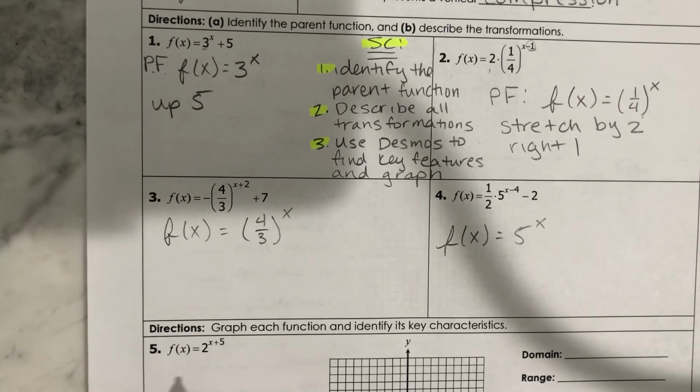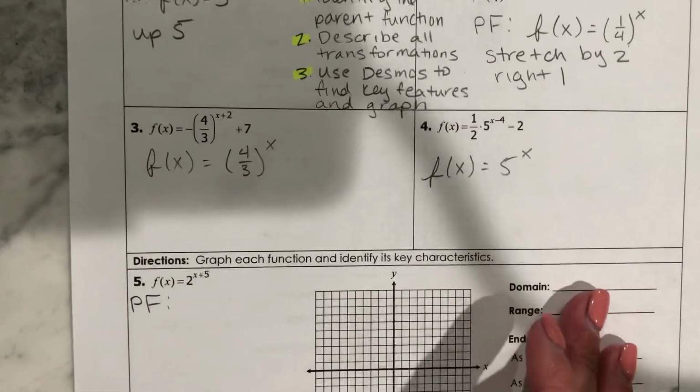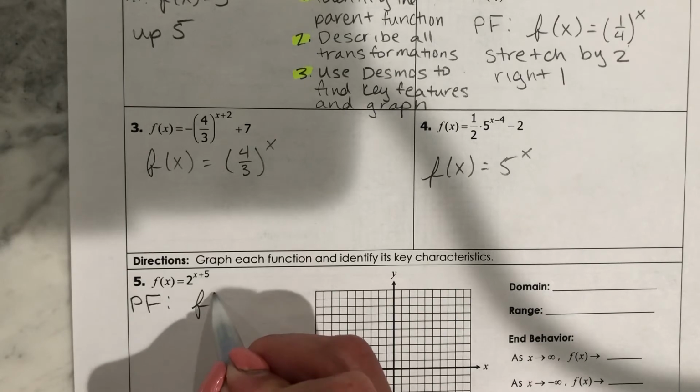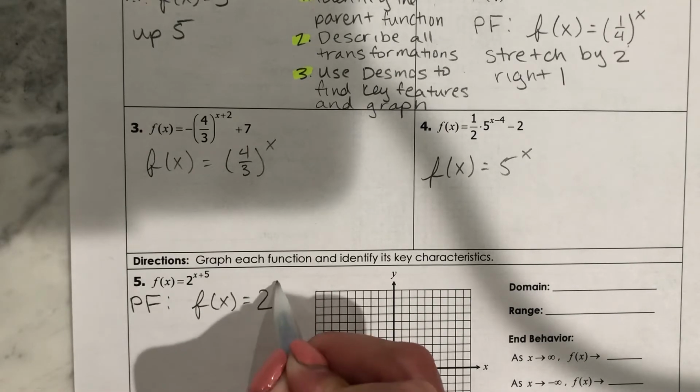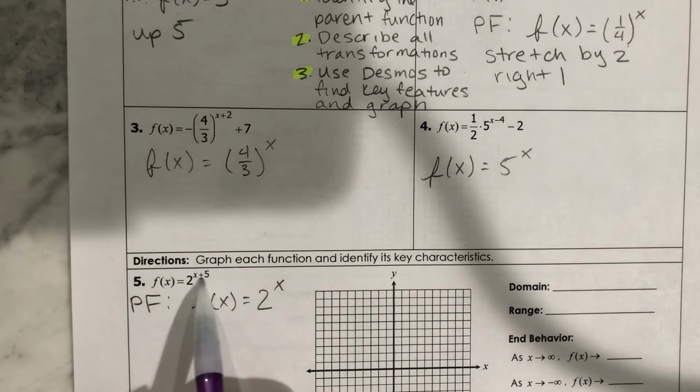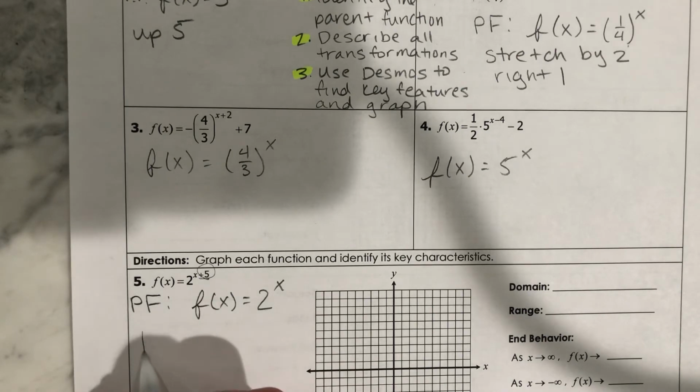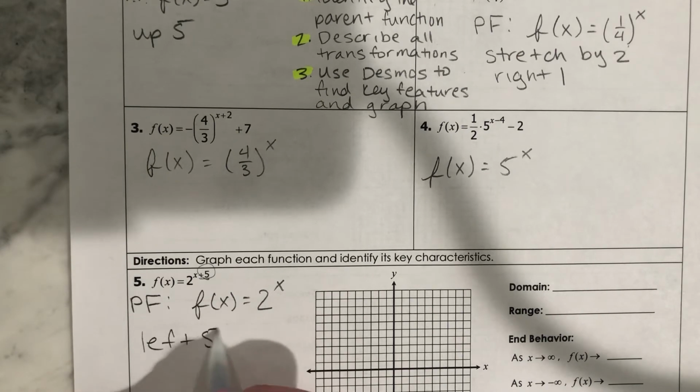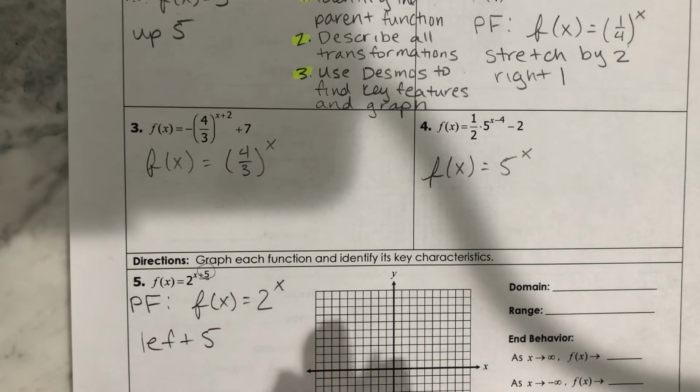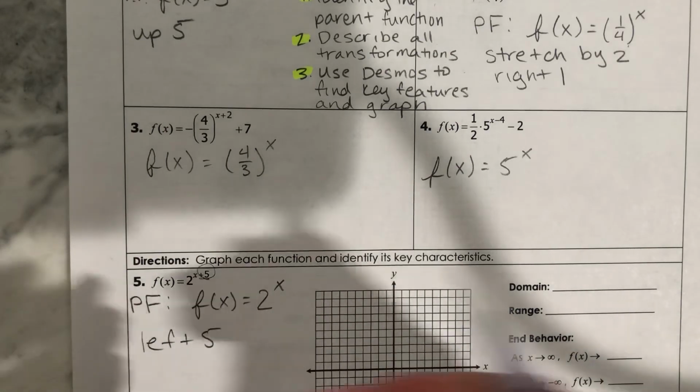So for number 5, your parent function is f of x equals 2 to the x. And then this plus 5 is going to move it left 5. So you should see this graph shifting to the left.